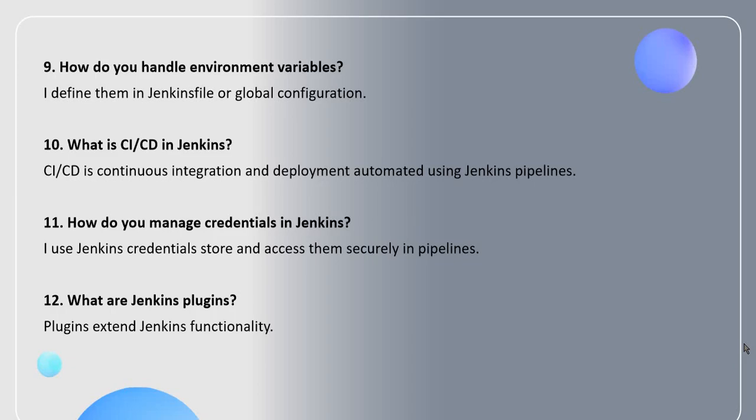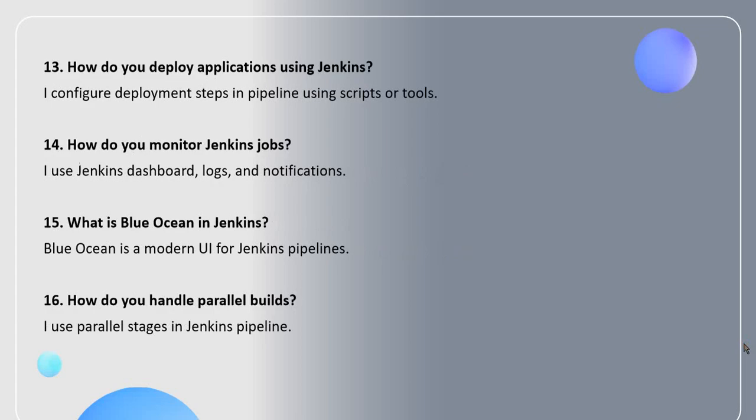12. What are Jenkins plugins? Answer. Plugins extend Jenkins functionality. Jenkins supports many plugins for Git, Docker, AWS, etc. 13. How do you deploy applications using Jenkins? Answer. I configure deployment steps in pipeline using scripts or tools. After build and test, Jenkins automatically deploys the app.